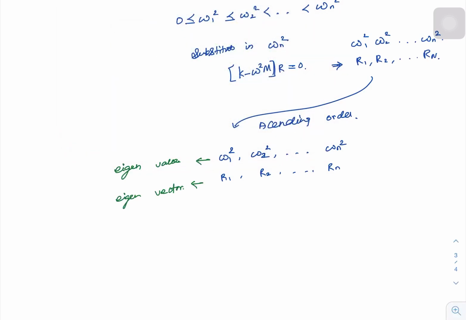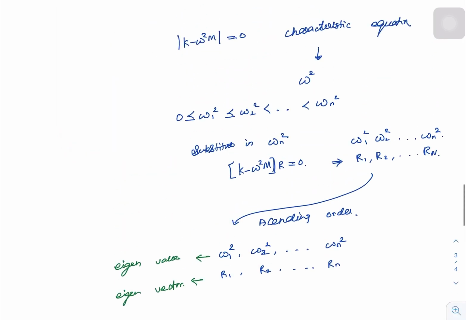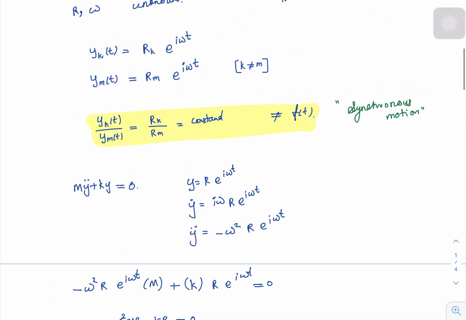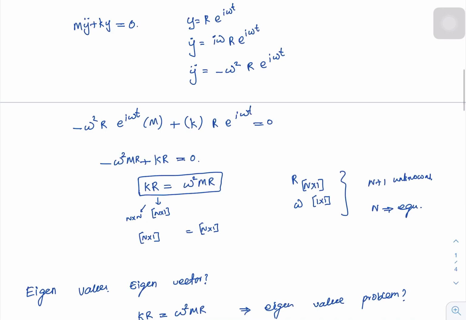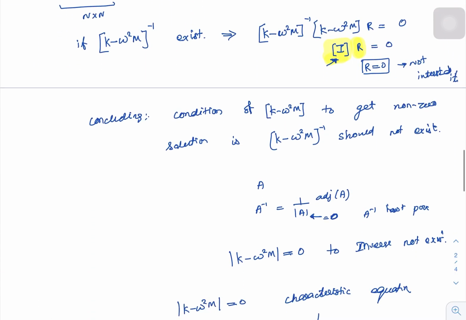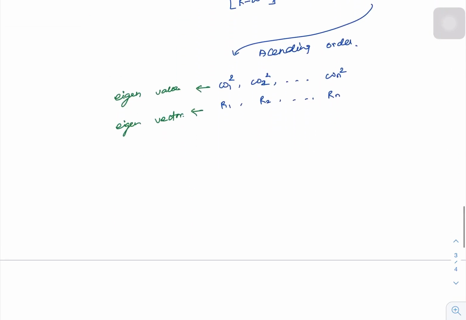Okay, so far what we have done is we formulated a problem and we solved it, and we got r and omega. Therefore we can write y equal to r, we know, e power i omega t. So now we solved this problem.